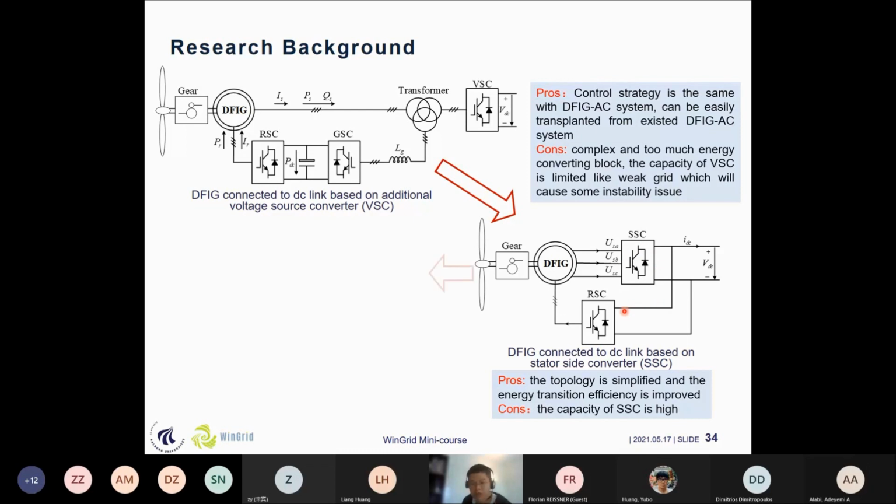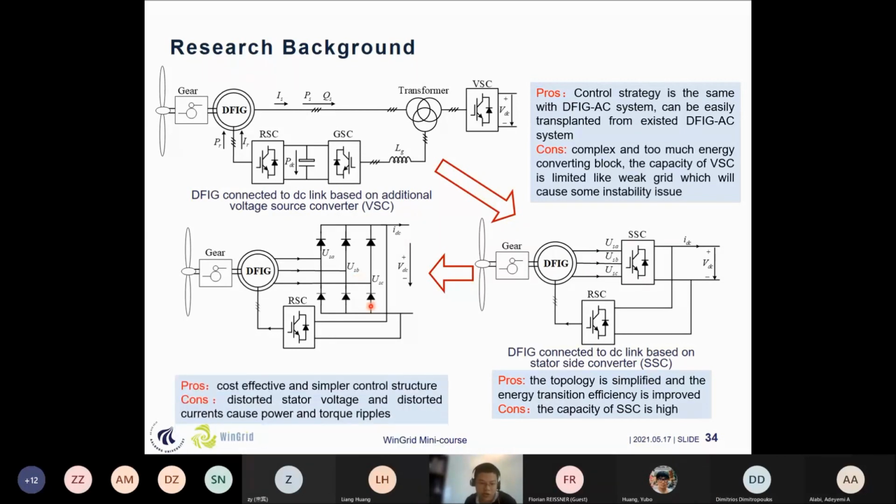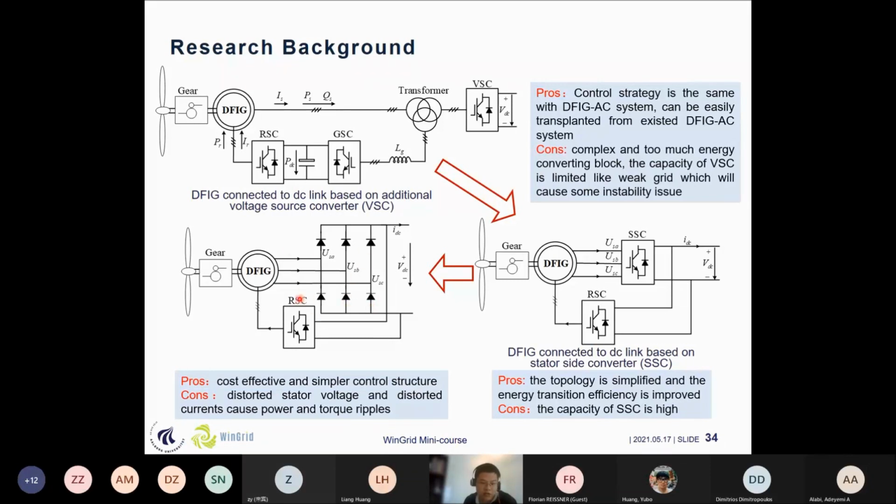So why not go one step further: why don't we consider using a diode bridge to substitute this stator side converter? So this is the idea. If we use a diode bridge, we know that the diode bridge is easier to build for a high power system and without so much cost. So the advantage of using this topology is that it is more cost effective and has a simple control structure.